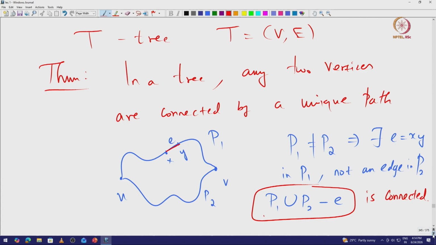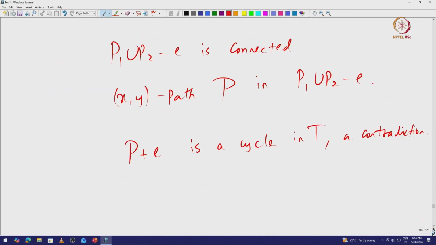For that purpose, what do you do? You choose an edge that is in P1 but not in P2. Then look at the path that connects x and y inside P1 union P2 minus E, and then you add that edge. So, that will take care of the required cycle that we are interested in. That is the technicality of the argument.